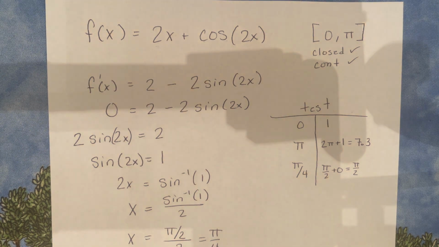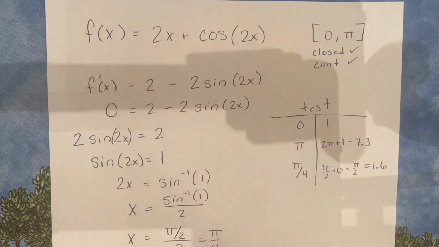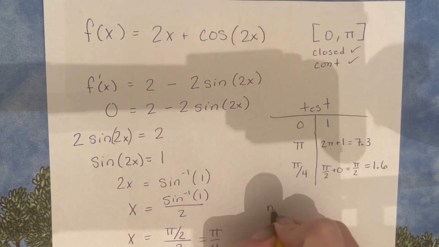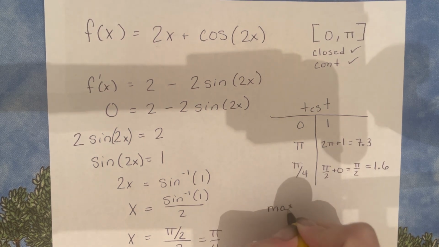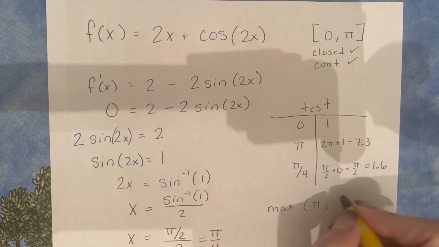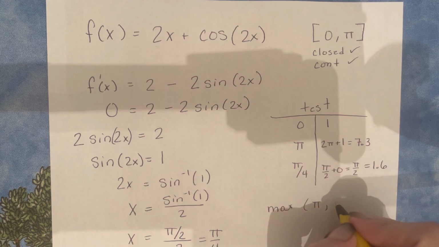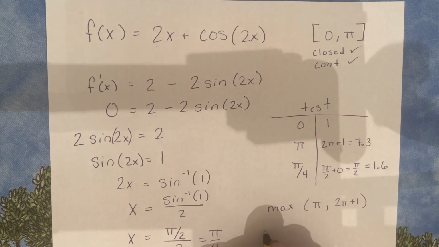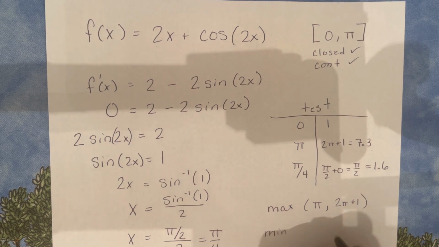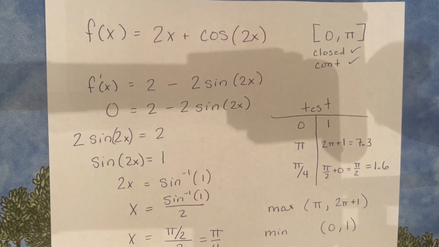Yeah, 1.57, so about 1.6. All right, so from here I can easily tell that I have a maximum at pi, comma, and you can write it out as 7.3, or you can write 2 pi plus 1. I'm just going to write the 2 pi plus 1 because that's the exact answer. And I have a minimum at 0, 1. All right, and the extreme value says that that's what's supposed to happen.